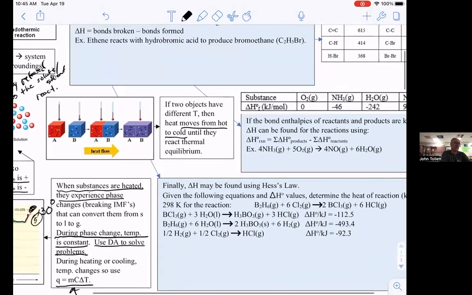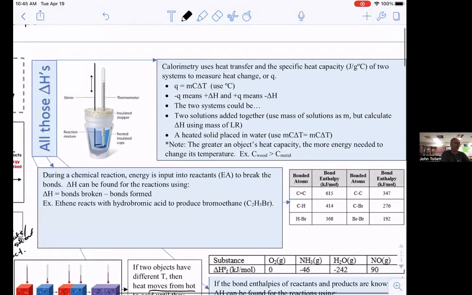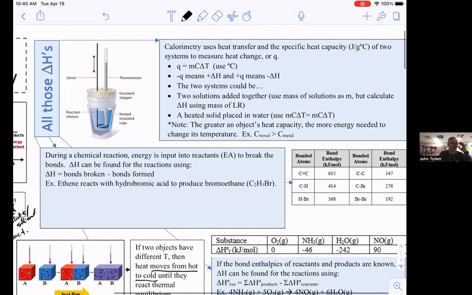So let's go back up to the top here and go with all those delta H's. There are several different ways to calculate them, and we'll review those here. Calorimetry is where you measure the specific heat of an object by putting it in water, and you use what's called a calorimeter, which minimizes the heat loss to the surroundings, like a coffee cup. Calorimetry uses that transfer of energy to calculate what the specific heat is, and usually it's between 2 different substances.